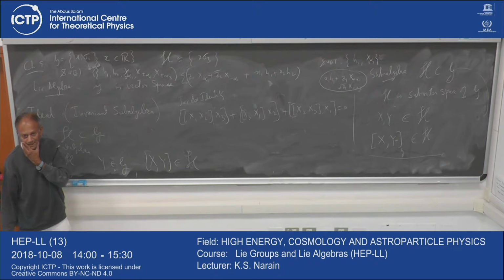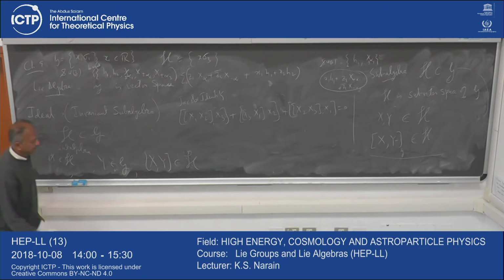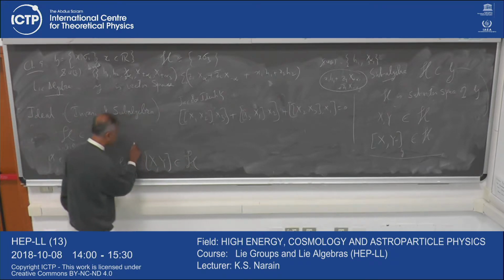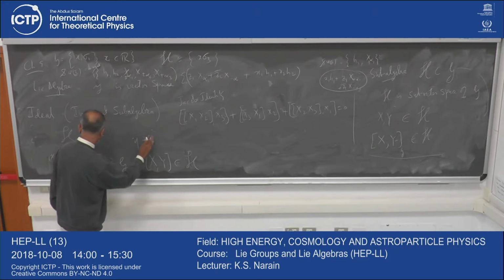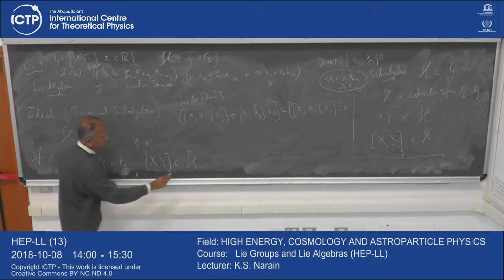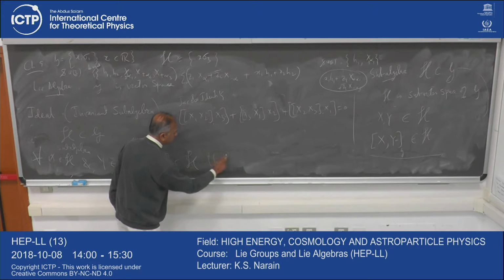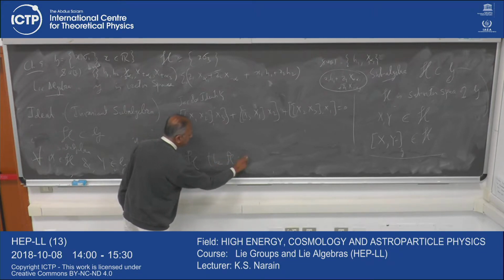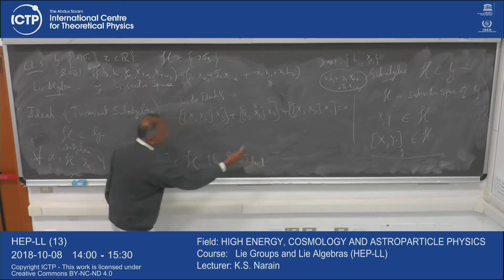That is, H is called, if for all x belonging to H and y belonging to G, the commutator of x and y belongs to H, then H is called an ideal or invariant subalgebra.